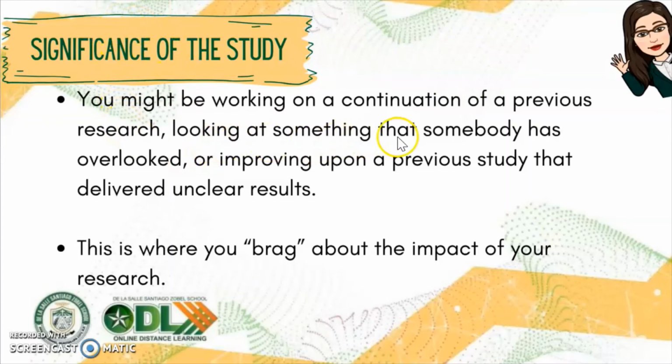Also, looking at something that somebody has overlooked, the loophole of a previous study, or improving upon a previous study that delivered unclear results. So this one is the part where the recommendations were settled. And then this is where you, well, practically brag about the impact of your research to at least 3 entities, okay, 3 entities.